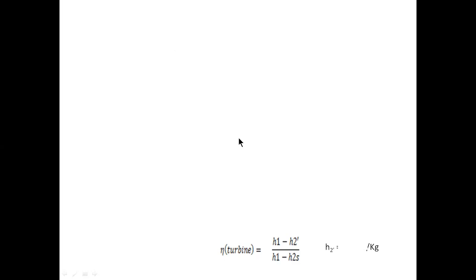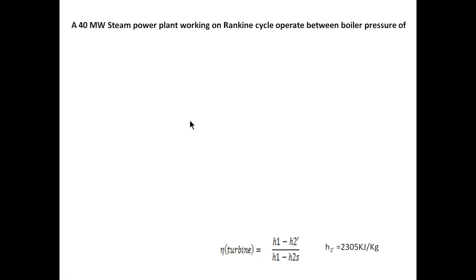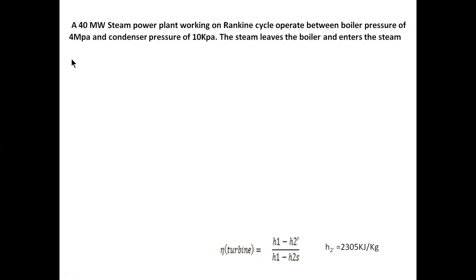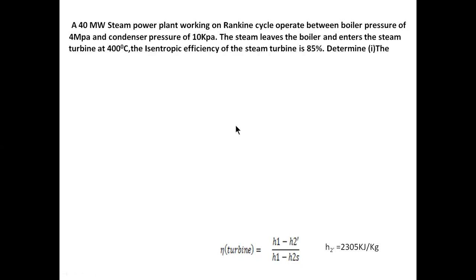See, when I take the problem, it is given as a 40-MW steam power plant, okay, operates at a boiler pressure of 4 megapascal and condenser pressure of 10 kilopascal. The steam leaves the boiler and enters the steam turbine at 400 degrees Celsius. The isentropic efficiency of the steam turbine is 85%.